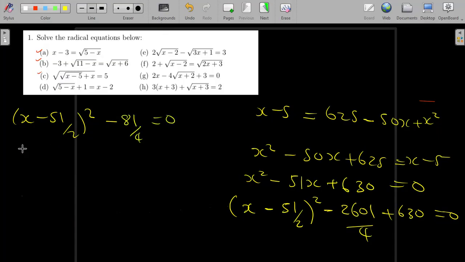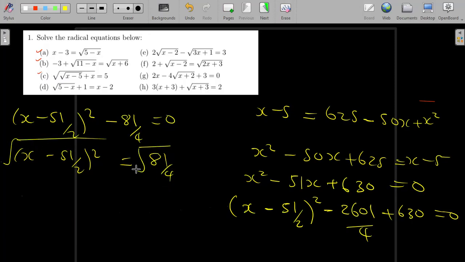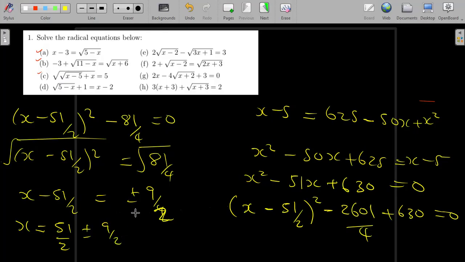You can take that the other side such that I remain with x minus 51 over 2 squared, then this will be 81 over 4. Introduce the square root on both sides. Then I'll have x minus 51 over 2 is gonna be plus minus 9 over 2. Take that the other side, I'll have 51 over 2 plus minus 9 over 2.